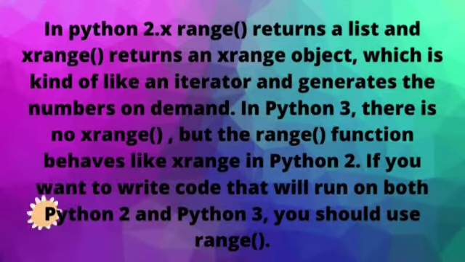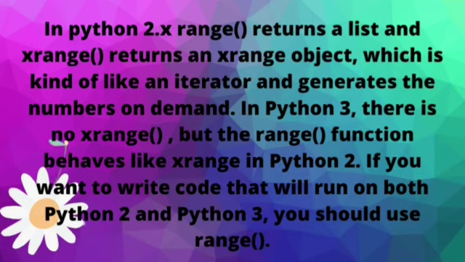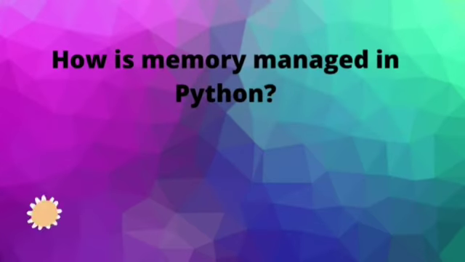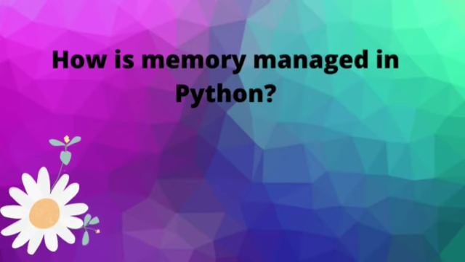And the answer is in Python 2, range returns a list and xrange returns an xrange object, which is kind of like an iterator and generates the numbers on demand. In Python 3, there is no xrange, but the range function behaves like xrange in Python 2. If you want to write code that will run on both Python 2 and Python 3, you should use range. And next question, how is memory managed in Python?